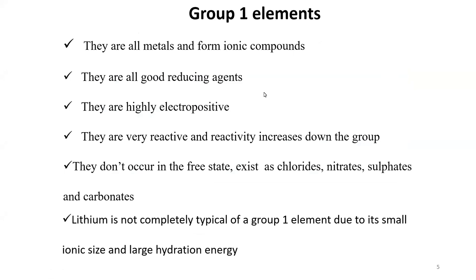Looking at the group one elements generally, from lithium to francium, they are all metals and form ionic bonds with more electronegative elements, which we are going to come across later. They are all metals, so they are good reducing agents, while non-metals are good oxidizing agents. They are highly electropositive and very reactive, so they are not found in their pure state. Reactivity increases down the group because of increase in shielding effect and decrease in nuclear pull or nuclear charge.